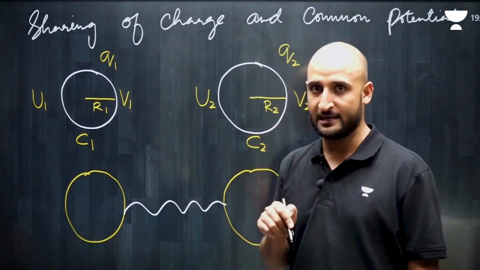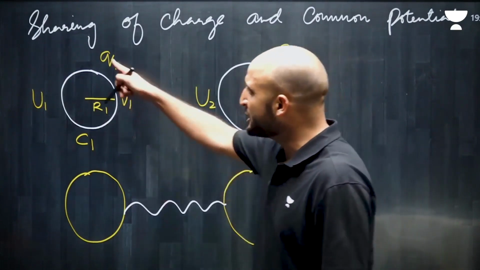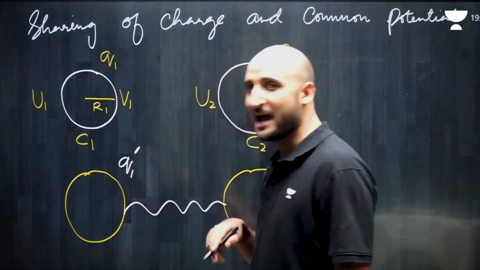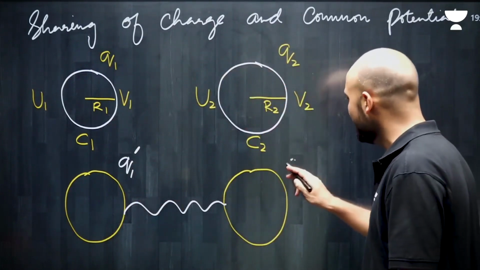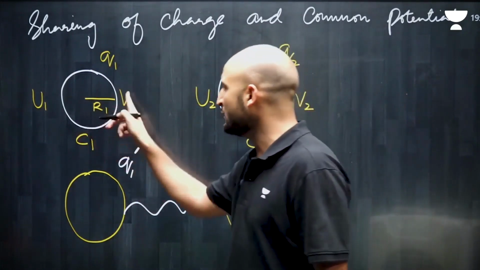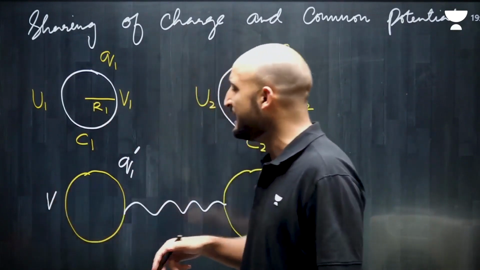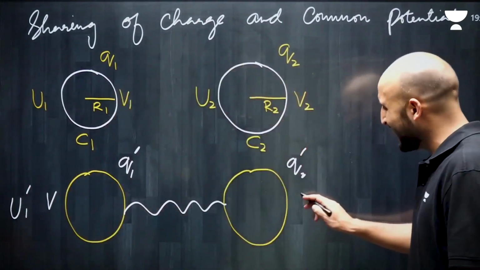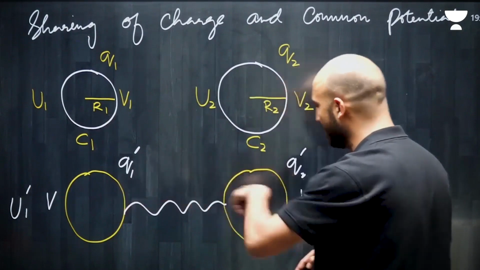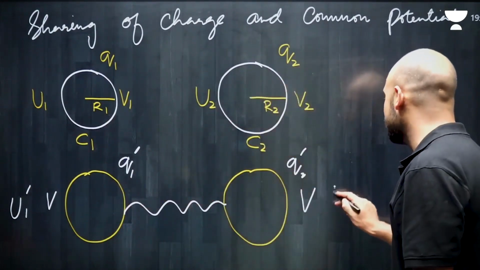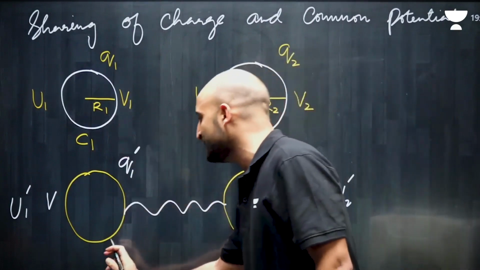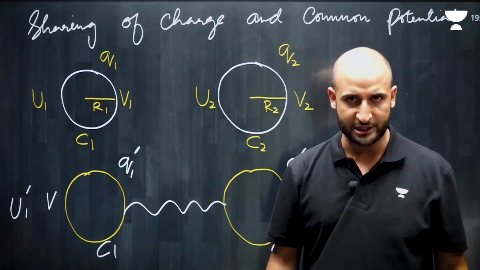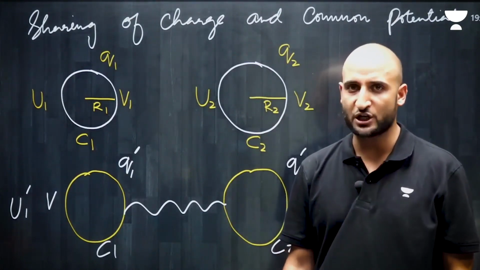And when that happens, since charge flow takes place, if the initial charge of this conductor was Q1, let me assume now the charge is Q1 prime. The charge on this conductor was Q2, let's assume it's Q2 prime. The potential was V1, now let's assume the potential is V. Energy stored was U1, let's say it is U1 prime. Here the potential was V2, and again the potential will be the same here because they will reach the common potential. Energy stored was U2, now suppose it is U2 prime. Capacitance initially was C1, and it will again be C1, and here it will again be C2 because the capacitance is not going to change. So that is the situation we are talking about.